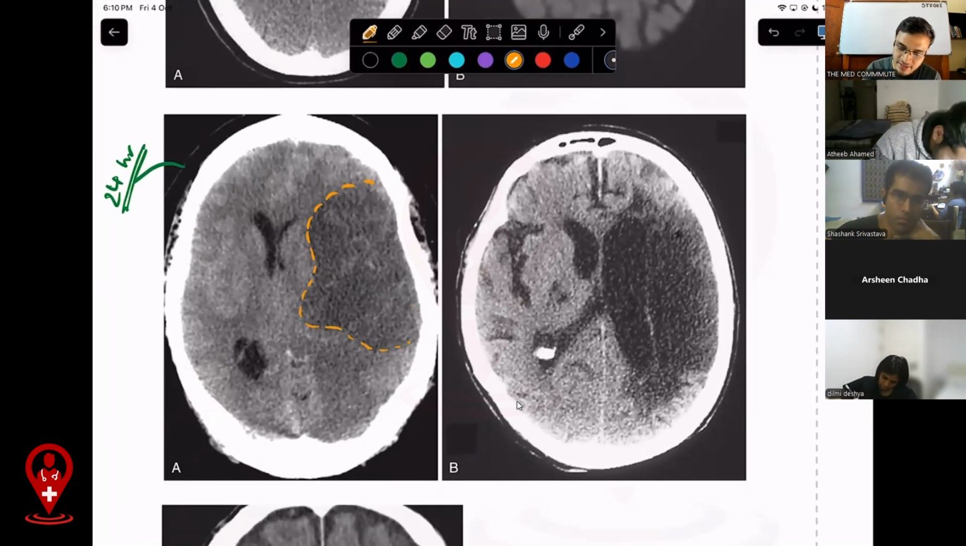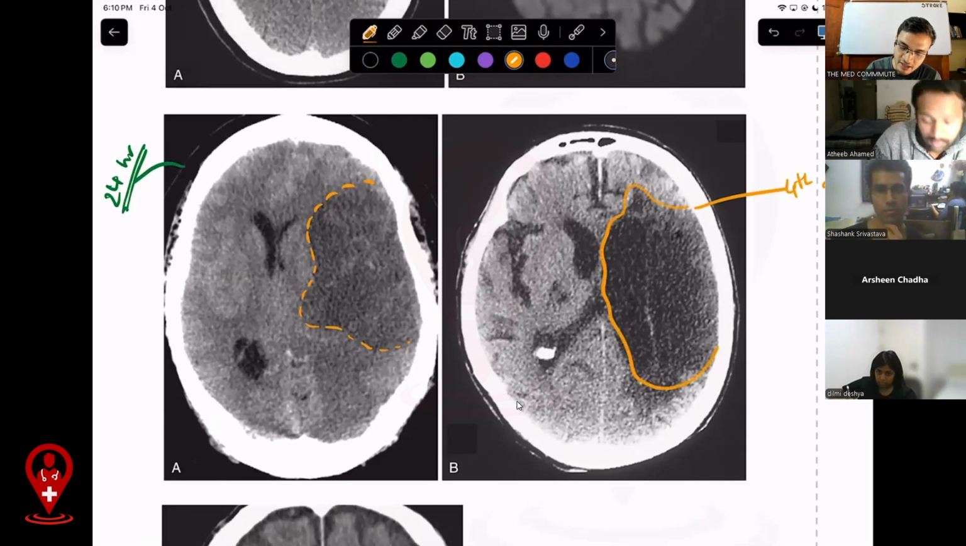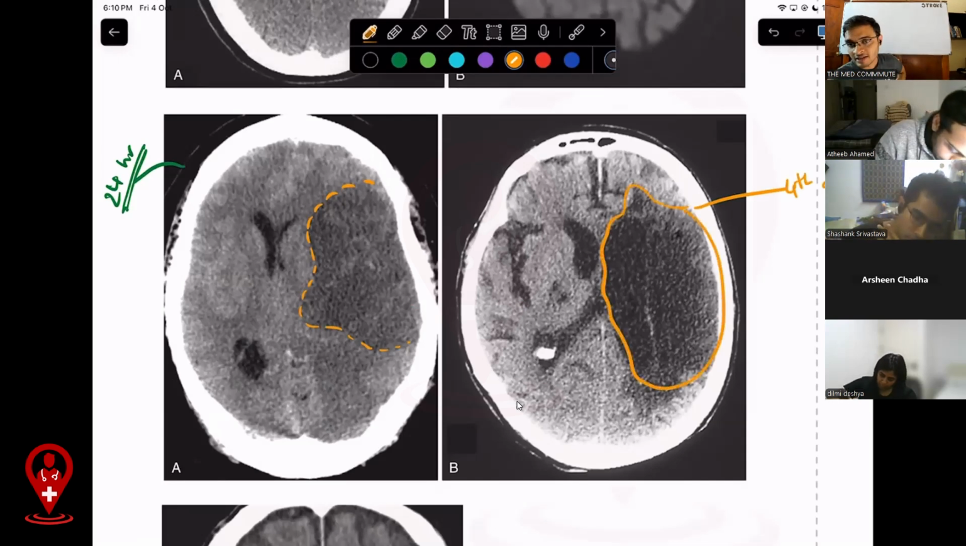The second one, guys, is after the 4th day. Okay? This is after the 4th day. What do you see? Very, very black, right? Why is this? Why are we getting a darker image in ischemic strokes, in the affected portions? Why do you think?